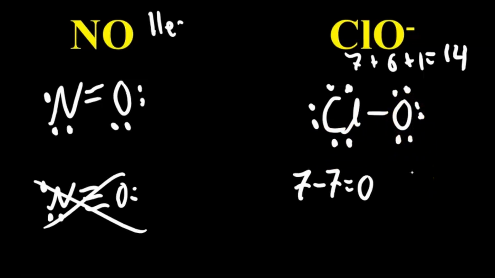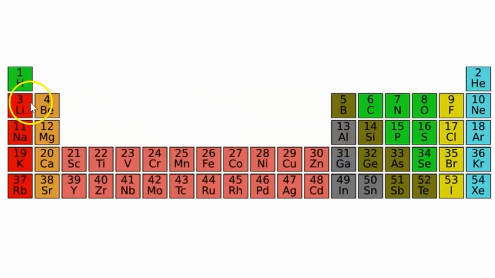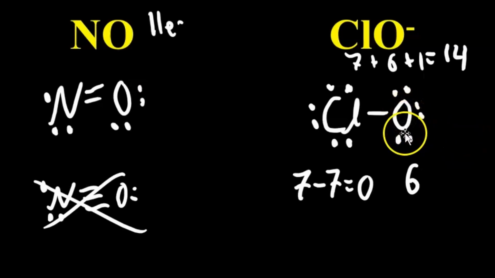What about the oxygen? Charge equals expected minus the owned. We expect there to be 6 electrons based on the periodic table. But it owns 6 plus 1 in the bond, 7. So 6 minus 7, negative 1. So it's negatively charged. And this is our Lewis structure here.